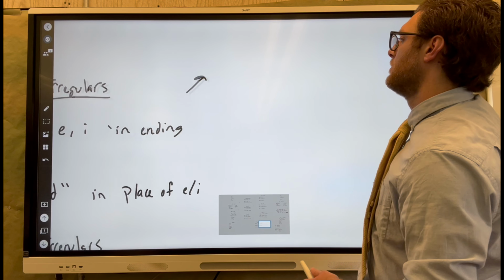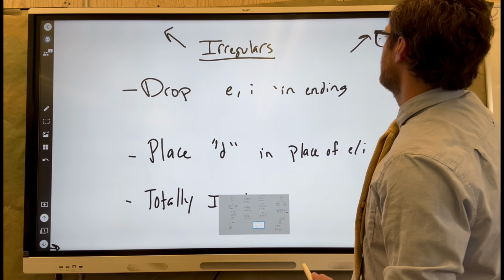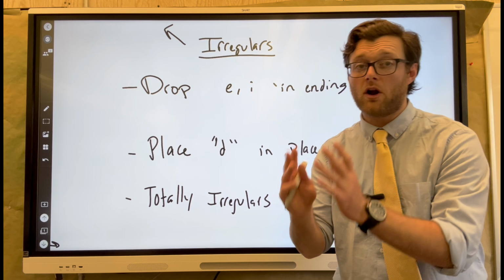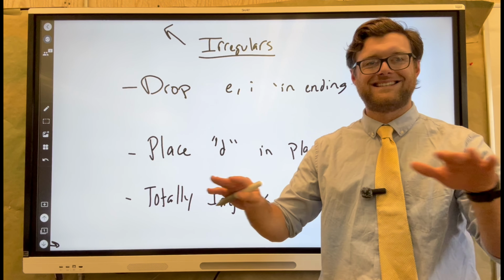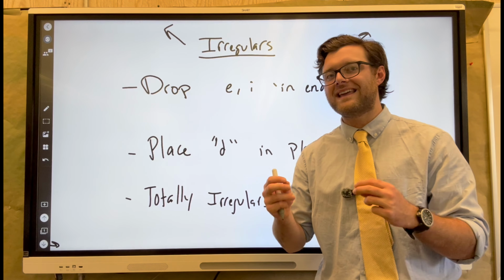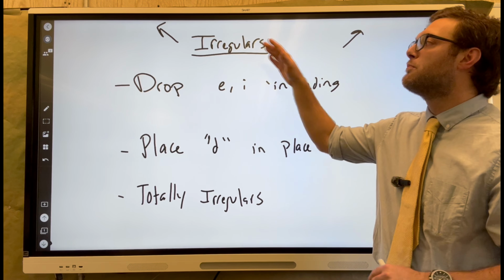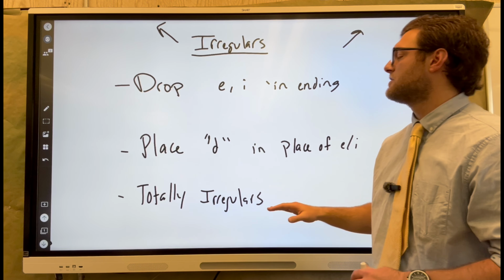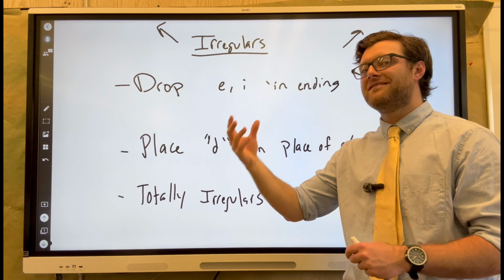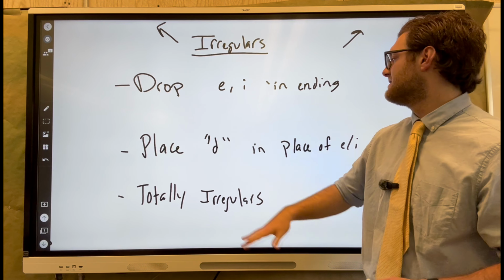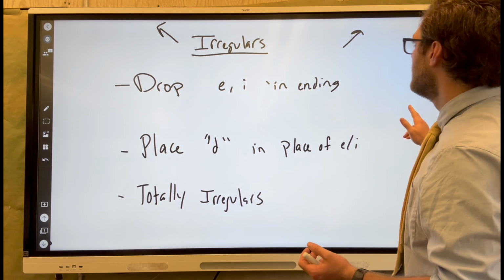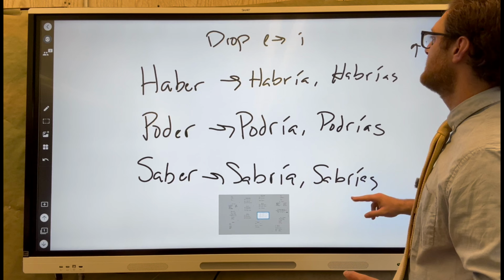So now, of course, as always, it's a verb tense, so there are some irregulars. Okay, the irregulars, if you already studied the future simple, are exactly the same. So you're good. All right, the only thing that's going to be different is you add the ending for the conditional. We break them down into three different groups here in which you either drop the E or the I in that infinitive ending, you place a D in place of the E or the I, or there are some totally irregulars that we'll jump into. So let's just take a look at them piece by piece and tackle these head on.